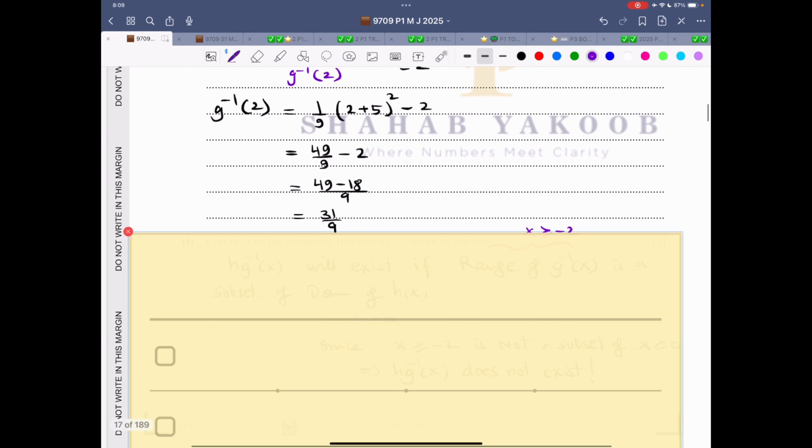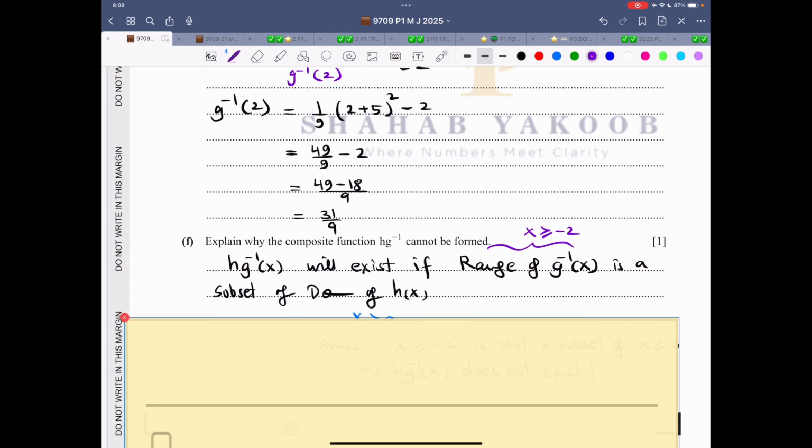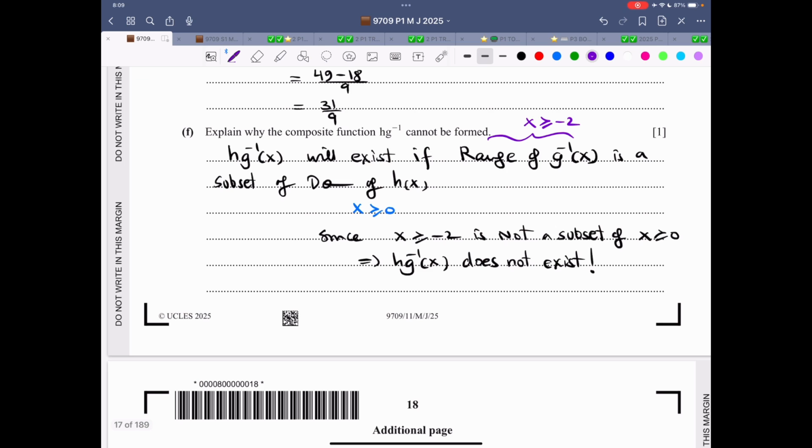And now we are on most probably the last question. Explain why the composite hg inverse cannot be formed. Now the rule is, in order for a composite to be formed, it is necessary that the output of g inverse should be a subset, should fit in the domain of h. Only then will hg inverse of x exist. Now this is again 1 mark. It's a very conceptual kind of thing, but just remember it like this.